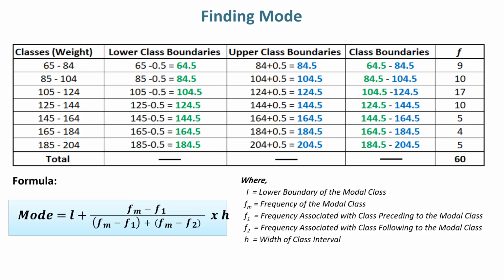Finding mode. In order to find the mode, you must know the formula of mode for grouped data, in which you will need L, which is the lower boundary of the modal class, Fm, which is the frequency of the modal class, F1, which is the frequency associated with the class preceding the modal class, F2, which is the frequency associated with the class following the modal class, and H, which is the width of the class interval.